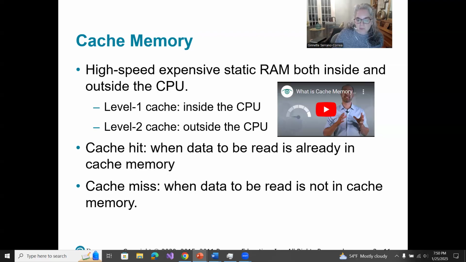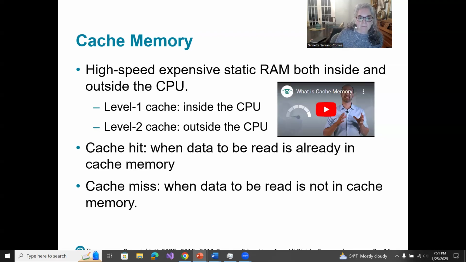And cache memory is just a smaller amount of memory. The reason it's smaller is because it sits on your CPU and it's more expensive. We have cache memory that sits on the CPU, and we also have cache memory that sits outside of the CPU, very, very close to the CPU, and uses a very high-speed bus system to transfer the data.